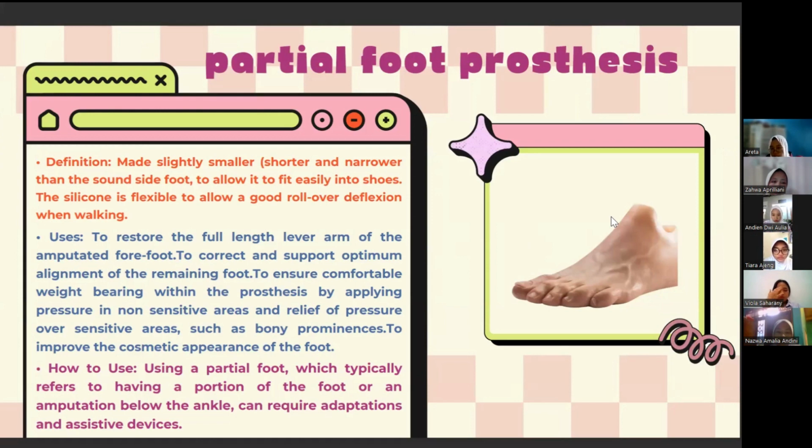Uses: to restore the full length lever arm of the amputated forefoot, to correct and support optimum alignment of the remaining foot, to ensure comfortable weight bearing within the prosthesis by applying pressure in non-sensitive areas and relief of pressure over sensitive areas, such as bony prominences, and to improve the cosmetic appearance of the foot. How to use? Using a partial foot, which typically refers to having a portion of the foot or an amputation below the ankle, can require adaptation and assistive devices.